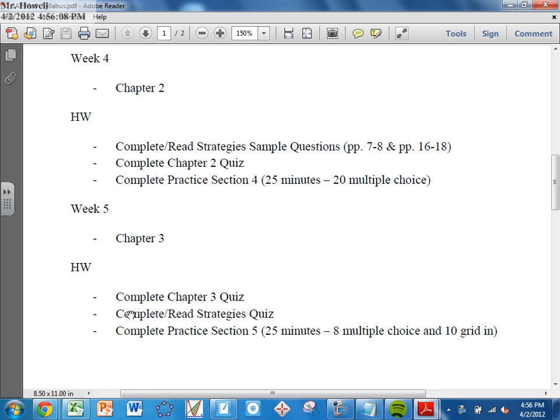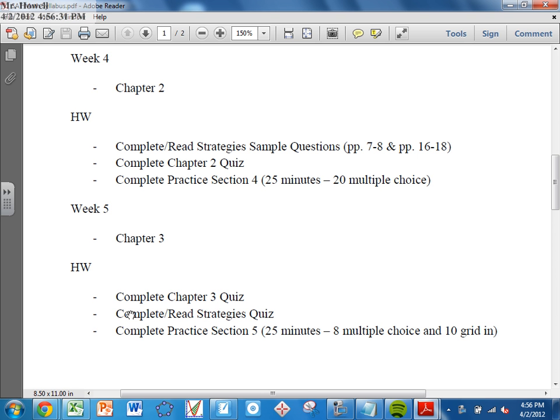Okay, so we're in week 4 right now. This is going to be chapter 2 of SAT content. Take a look at your syllabus. You'll see that your homework for this week is to complete and read the strategy sample questions. Page 7 to 8 are the questions, and 16 to 18 are the actual answers. Complete the chapter 2 practice quiz. Check your answers, please. And then finally, the practice section you'll see also with an answer key.